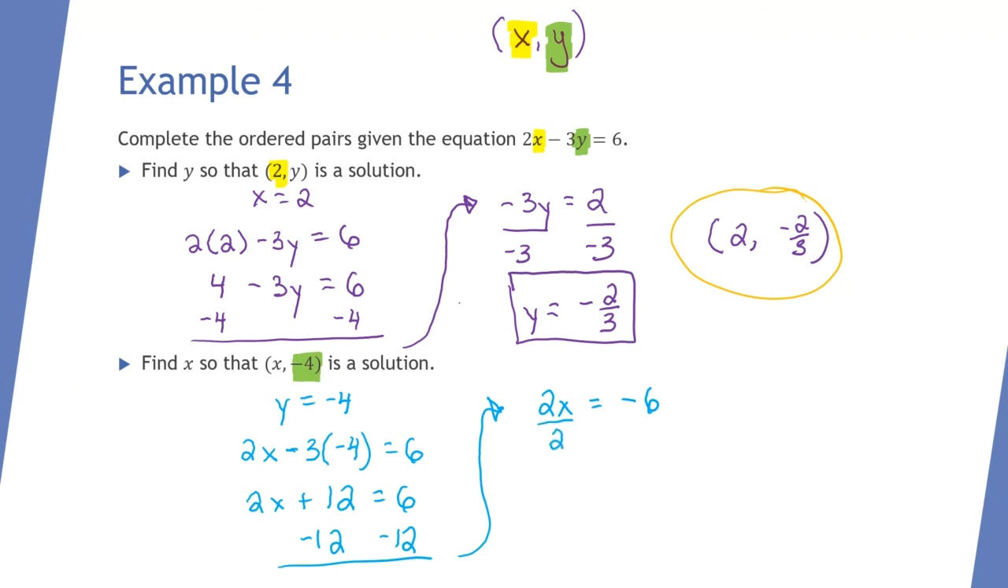Now, I need to get rid of the 2, so I do that by division. I divide both sides by 2. -6 divided by 2 is -3. So we found x, so that this is a solution, -3. And then if I plug that back in, I have (-3, -4) as my ordered pair.